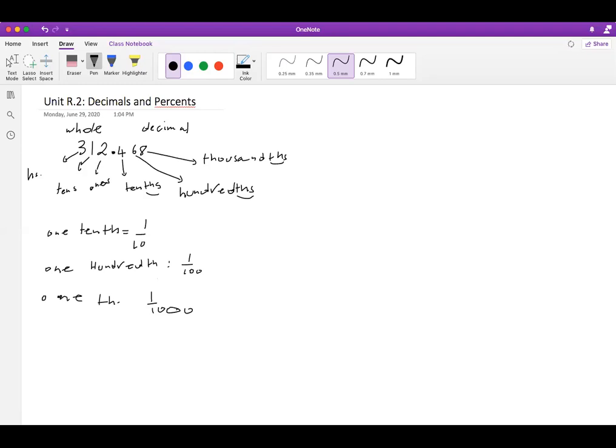So there's always a decimal point. To the left of the decimal point, we have the whole part. The decimal part is on the right. Remember, the decimal part starts with the tenths. There is no ones. Tenths, 1 out of 10. But the whole part has the ones, the tens, the hundreds, and so on.